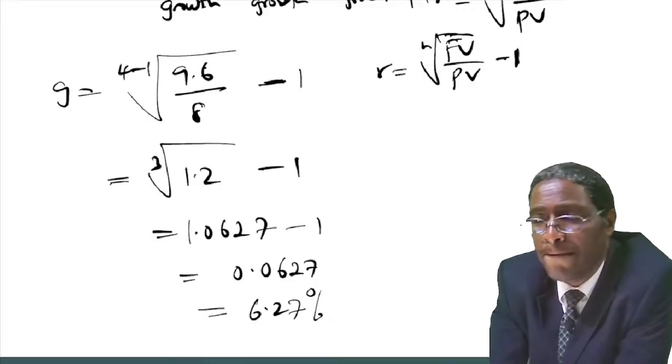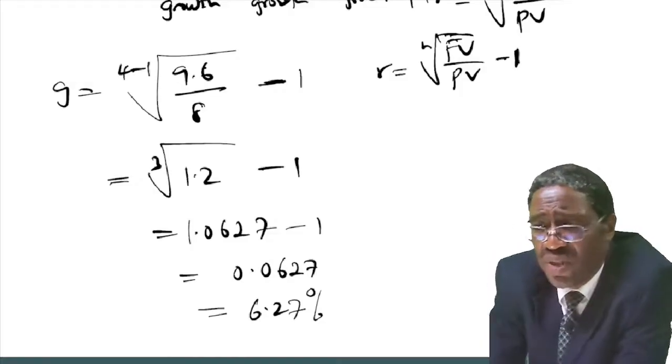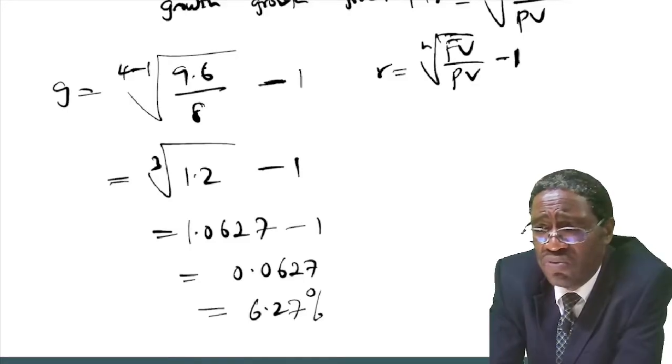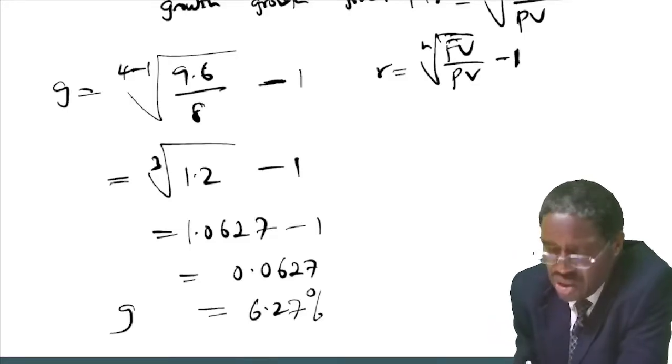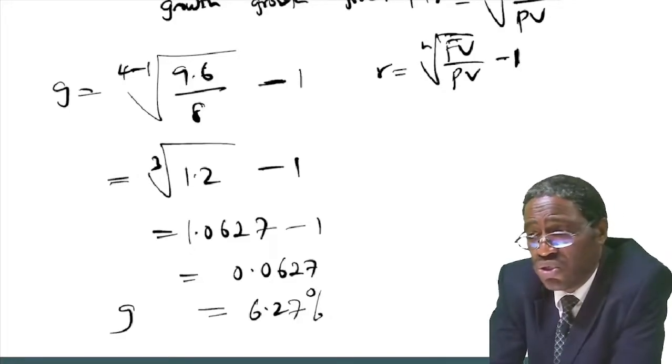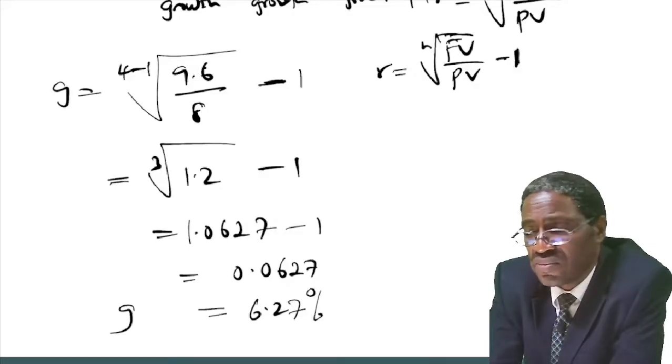Good. Then you copy the remaining part of the calculation. Then you end up with a G of 6.27%. Good.